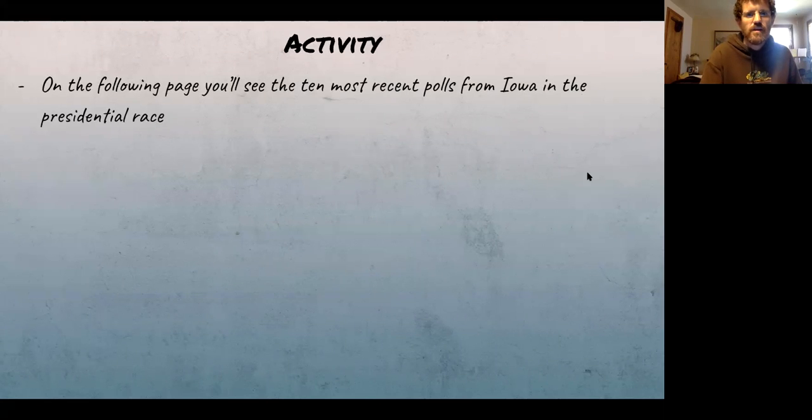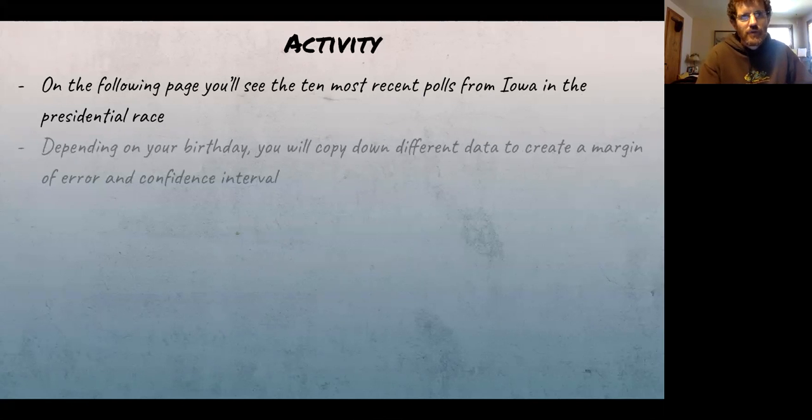We're going to see the 10 most recent polls from Iowa in the presidential race. I picked Iowa. It's one of the closer running races right now, so I thought it might be more interesting. So depending on your birthday, you're going to see which particular poll you're going to be working with today. And we're going to create a margin of error and a confidence interval based on that.